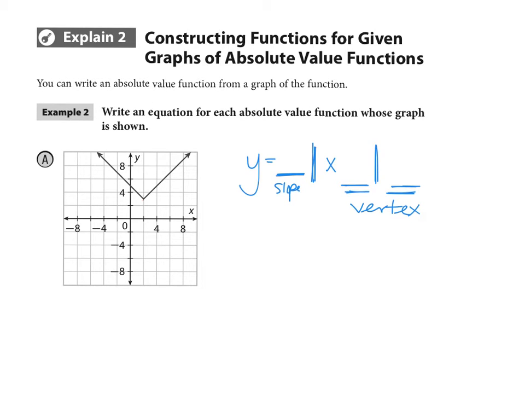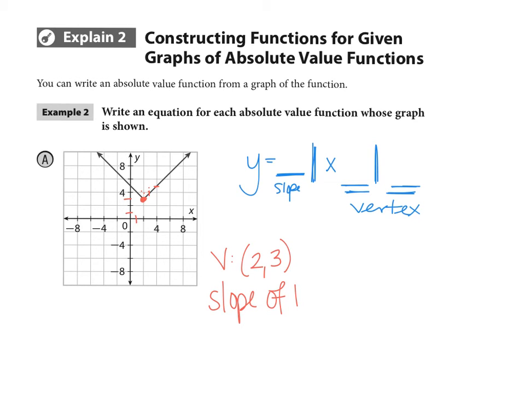So if I look at my graph here, the vertex is this turning point. And my graph is counting by 2, so let's see, that's 1, 2, 1, 2, 3. All right, so my vertex is at 2, 3. And then my slope, if I find all my new points, it looks like that's up 1 over 1. Looks like I have a slope of positive 1.